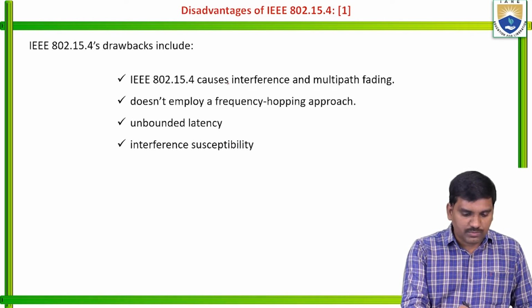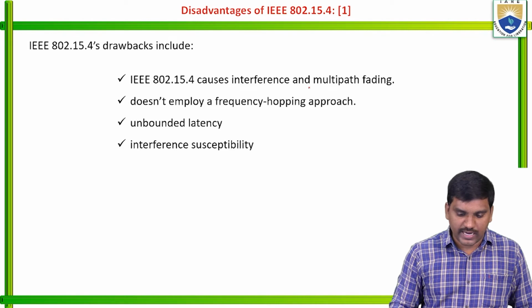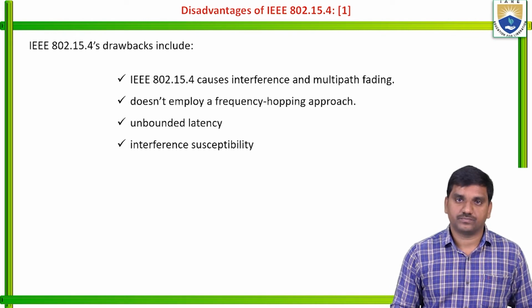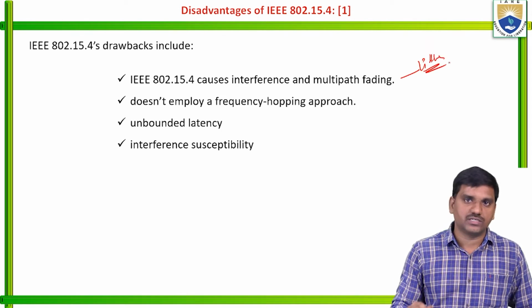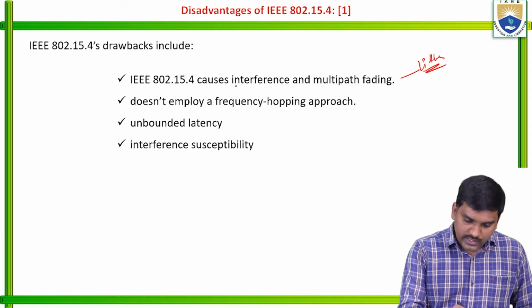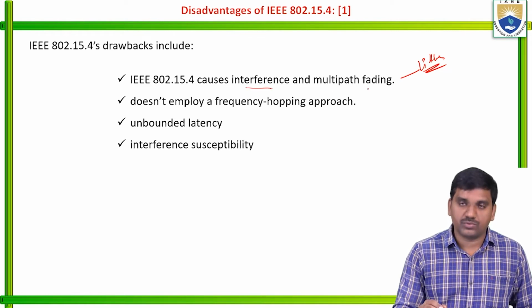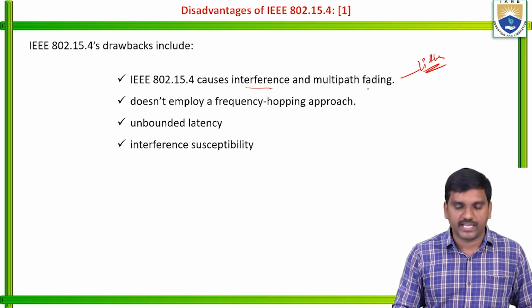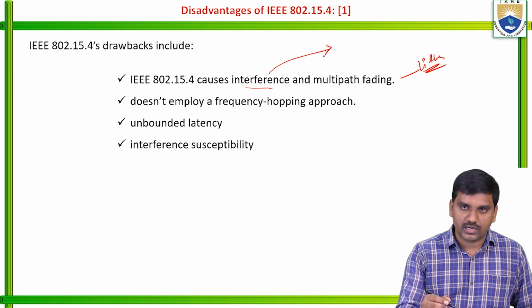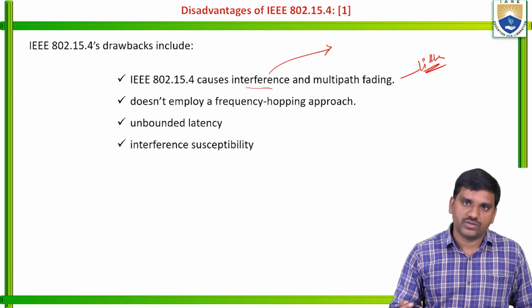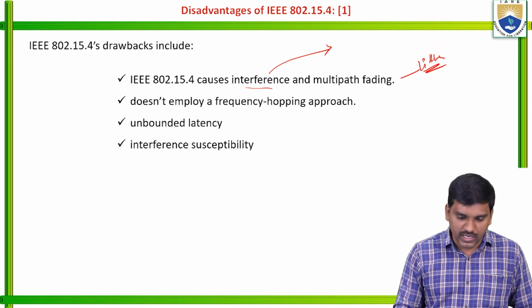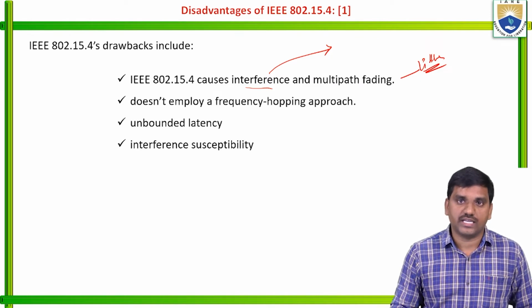IEEE 802.15.4 causes interference and multipath fading. This is a little bit based on the communication channel. So it causes some interference and multipath fading also. Interference, co-channel interference, like that we have different types of interferences, which we studied in the cellular communication system.